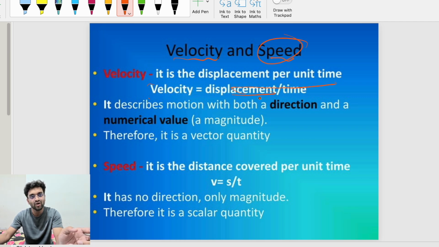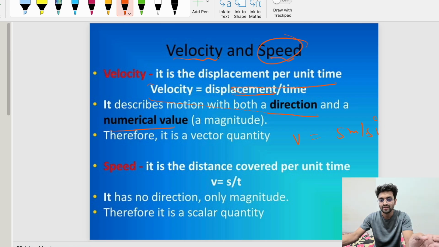Similarly, velocity is a rate, so it will also have a direction and a numerical value. So let's say v is equal to 5 meters per second. That means a velocity of 5 meters per second along the x-axis. Now let's get to know about speed.